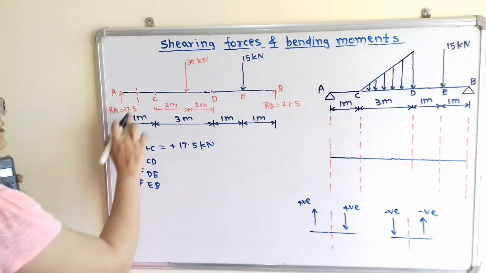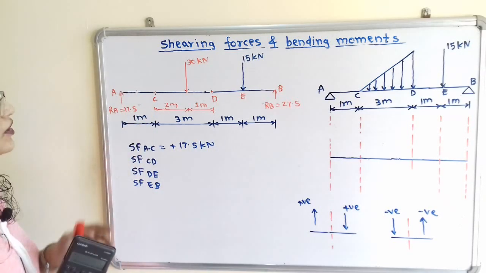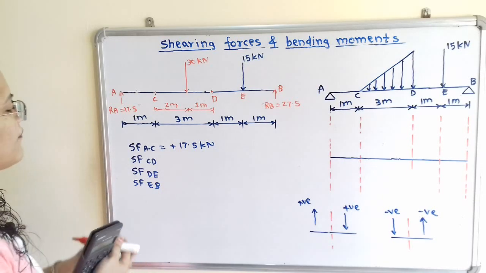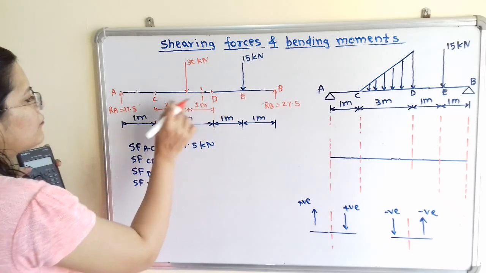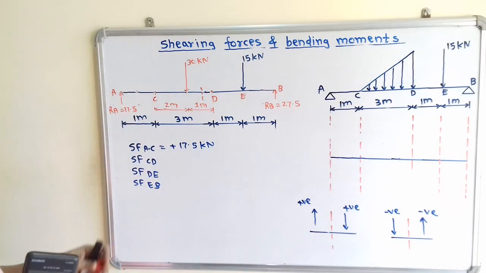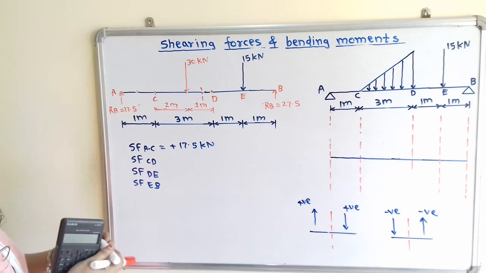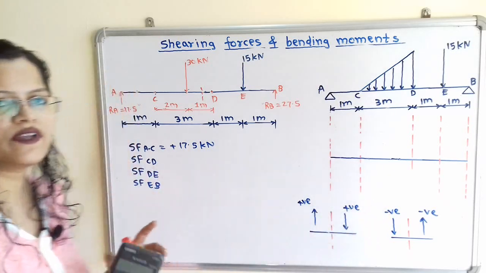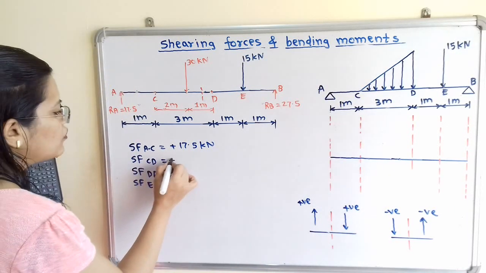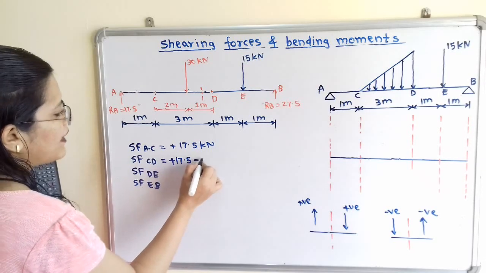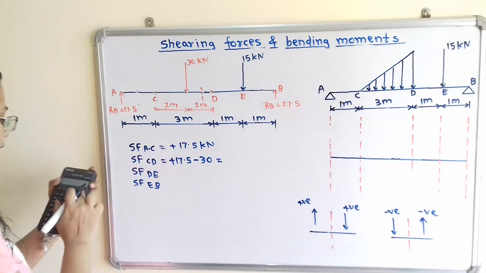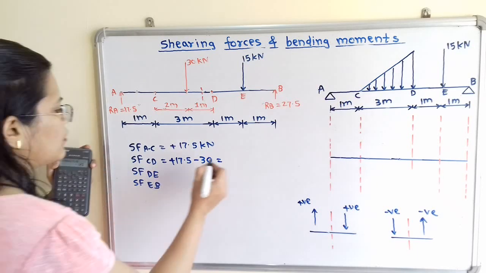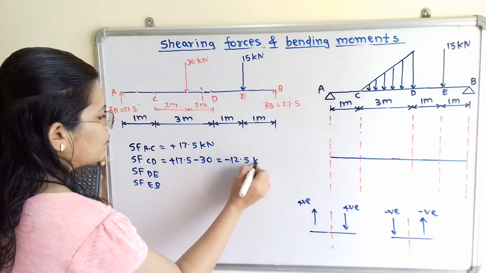Now we will move to the next section, that is section CD. Now for this section CD, I will show here the section line. So I will draw one section line. Now if we observe the left hand side, then there are two forces. One is in the upward direction and the other is in the downward direction. So for downward direction we will use the negative sign. So it is equal to plus 17.5 minus 30. So we have to calculate this, that is minus 30 plus 17.5, that is equal to minus 12.5 kilonewton.